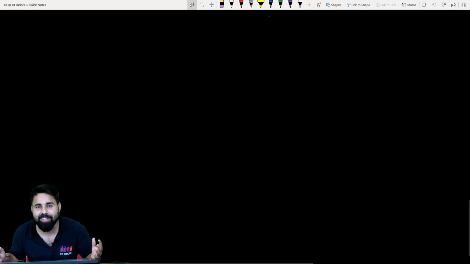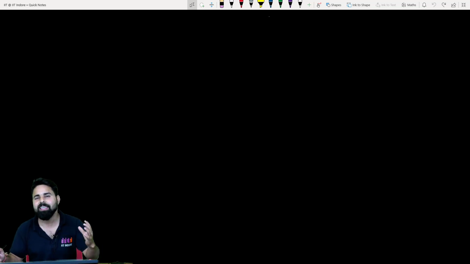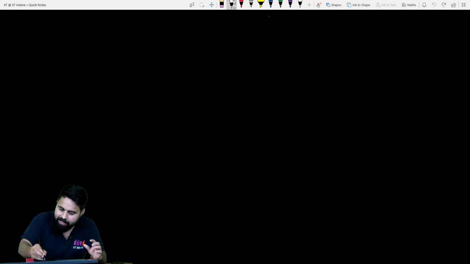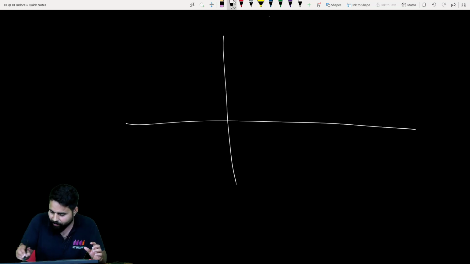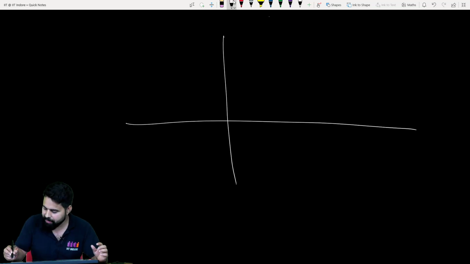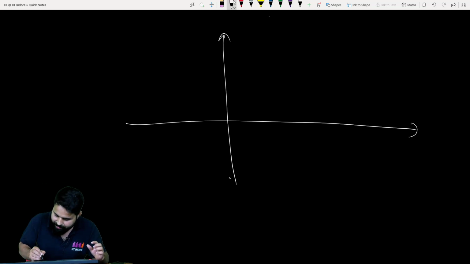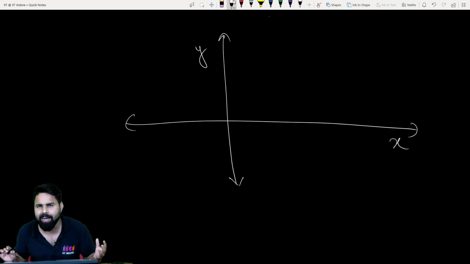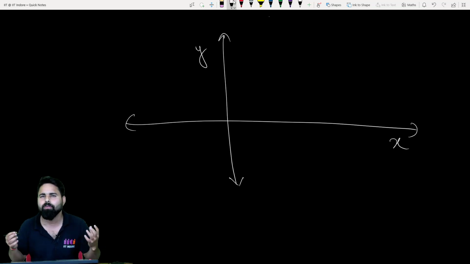Okay, so let us start the journey. First, we will see what we mean by visualizing or projecting a point or data along some line or vector. Let us take first of all a 2D plane. This is our x-axis, and this is the y-axis.